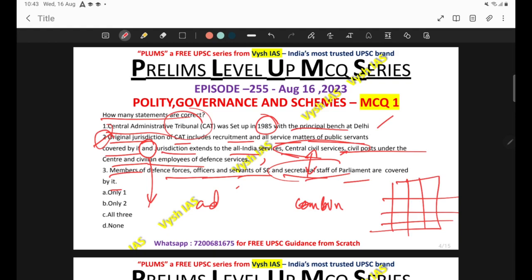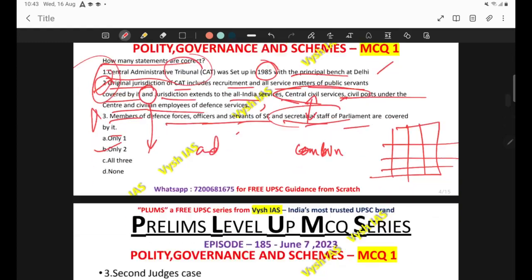That is a logical kind of statement, and you can mark this statement incorrect. So 3 is not correct. So in effect, only statements 1 and 2 are correct. So the correct answer comes out to be only 2 statements are correct, B.